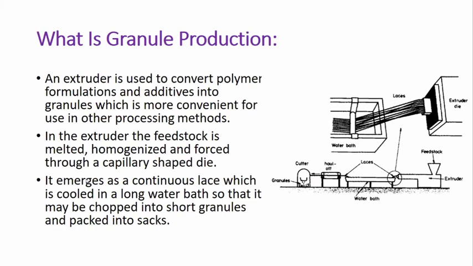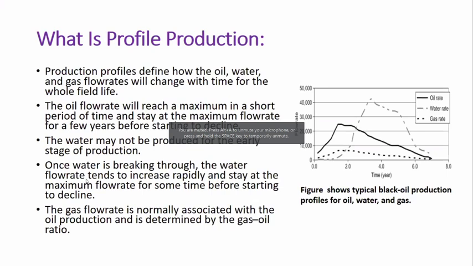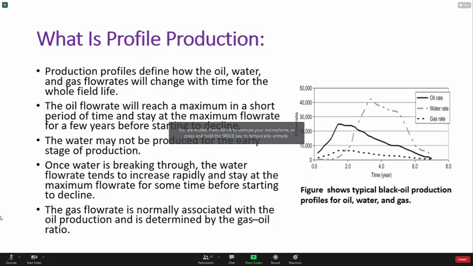In the extruder, the feedstock is melted, homogenized, and forced through a capillary shaped die. It emerges as a continuous strand, which is cooled down with a water bath. So what is the profile production method?